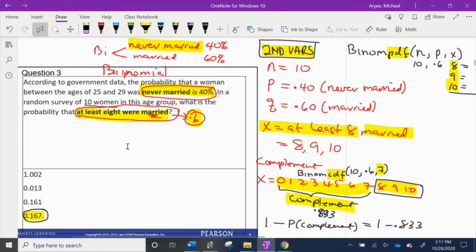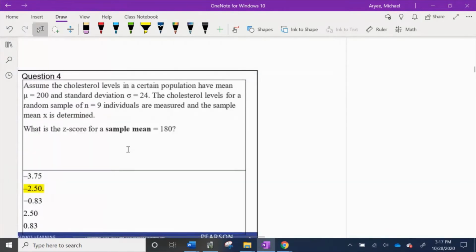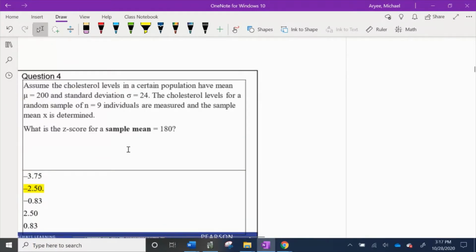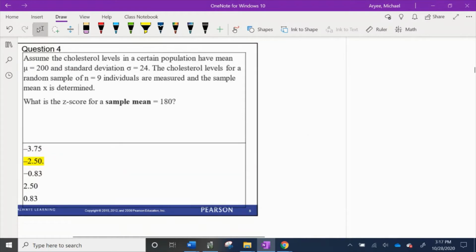Any question on this question 3? All right. I think there are a couple of binomial questions. So then, all right. Now question 4.